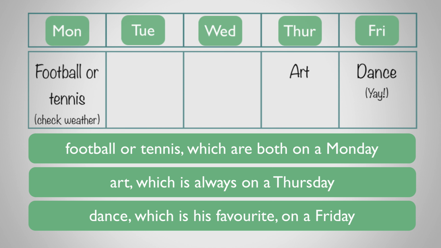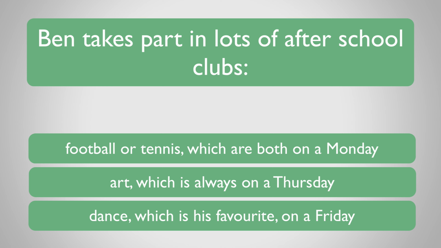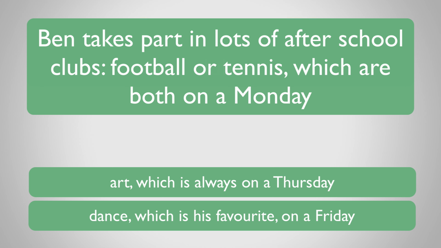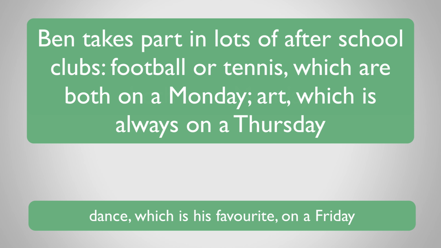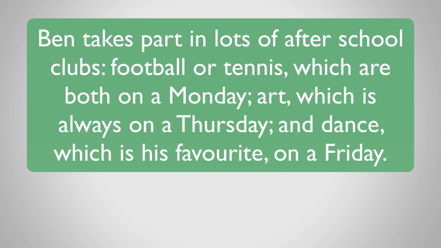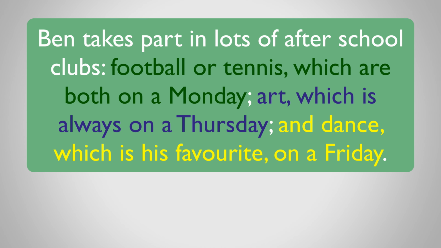Let's start to put the sentence together. Ben takes part in lots of after-school clubs. Football or tennis, which are both on a Monday, art, which is always on a Thursday, and dance, which is his favourite, on a Friday. Perfect. It's really clear that there are 3 items in the list, and it's still clear how the commas have been used within the items in the list.